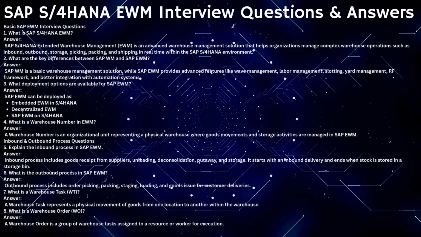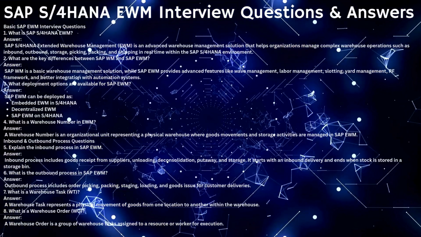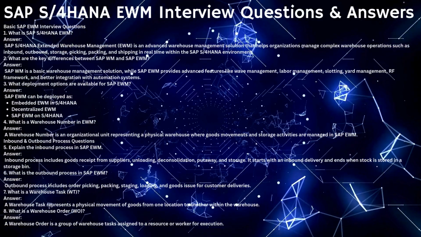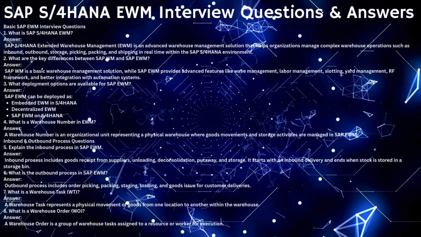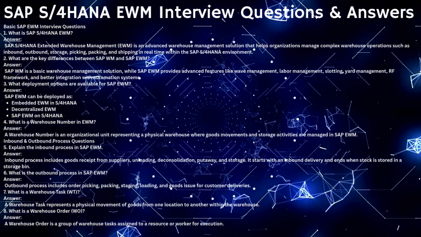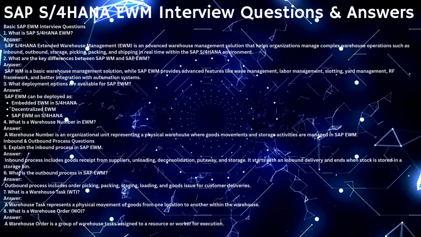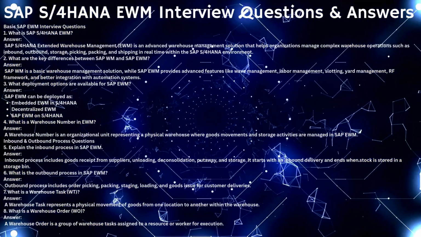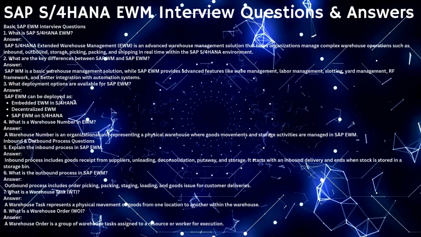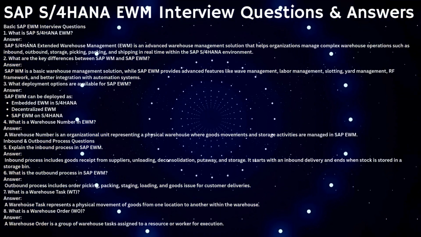4. What is a warehouse number in EWM? Answer. A warehouse number is an organizational unit representing a physical warehouse where goods movements and storage activities are managed in SAP EWM. Inbound and outbound process questions. 5. Explain the inbound process in SAP EWM. Answer. Inbound process includes goods receipt from suppliers, unloading, deconsolidation, put away, and storage. It starts with an inbound delivery and ends when stock is stored in a storage bin.